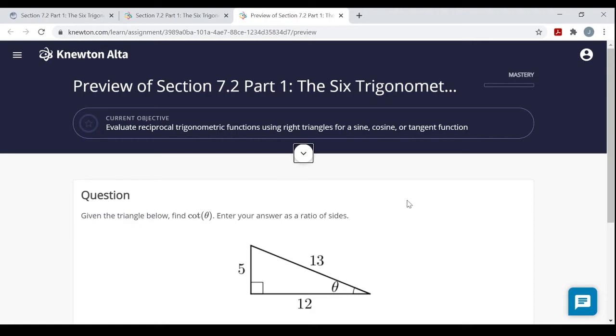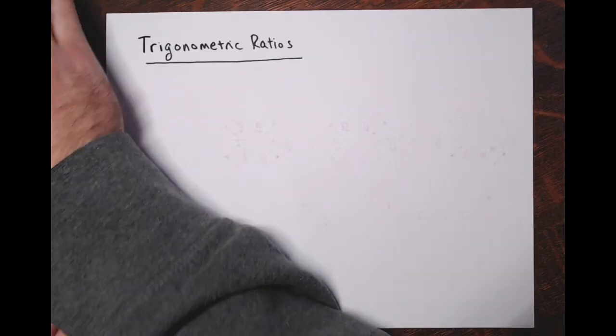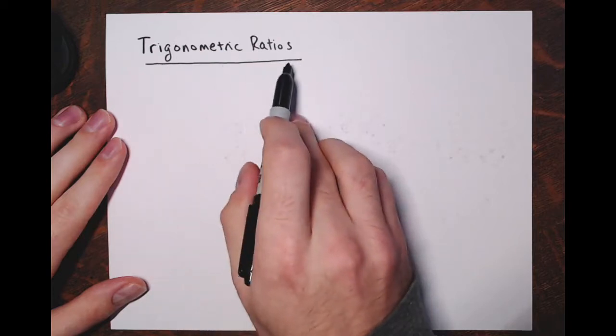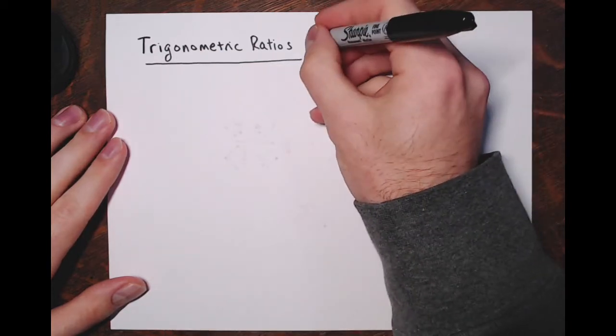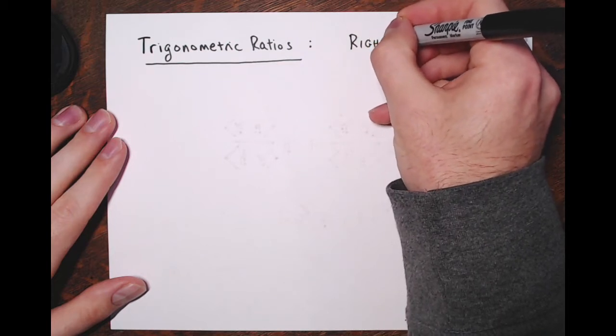All right. So before I get into this particular objective, I want to talk about, because all these objectives are pretty similar, what are called the 6 trigonometric ratios, on a piece of paper here. The trigonometric ratios, you're dealing with right triangles only for right now.